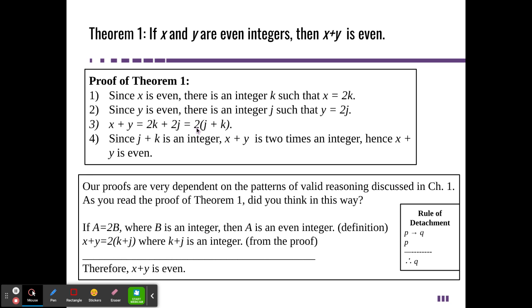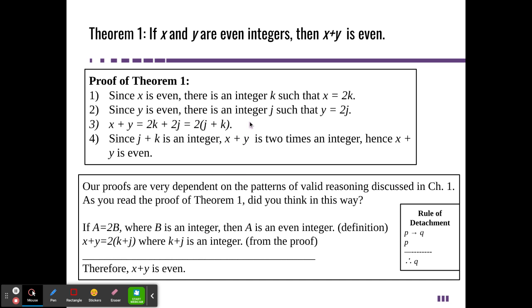So at that point, when we pull that common factor of 2 out front, what happens is we've basically said that by definition, whatever we have here is going to be an integer, and so an even integer, excuse me. And so therefore we can say since j and k are integers, and x plus y is 2 times an integer, hence x plus y is even. It's because of this little statement right here that we're seeing.